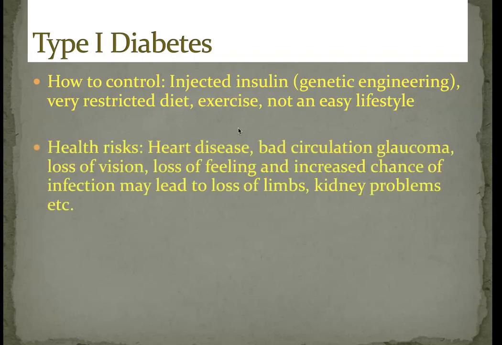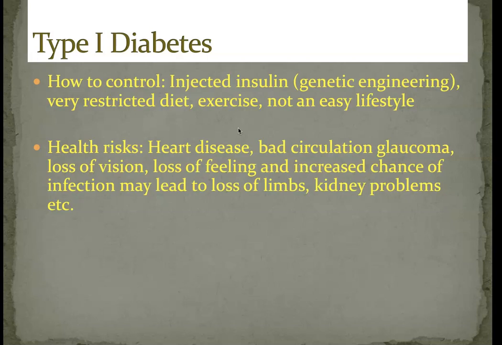So what are the health risks with being diabetic? Well, obviously you have the issue that if your blood sugar goes too high or too low, which it can do, even with a type 1 diabetic, the brain can start to suffer. They're more prone to heart disease. They have circulation issues if they can't monitor and keep their blood sugar where it needs to be. Glaucoma, which is an eye issue. They can lose their vision.